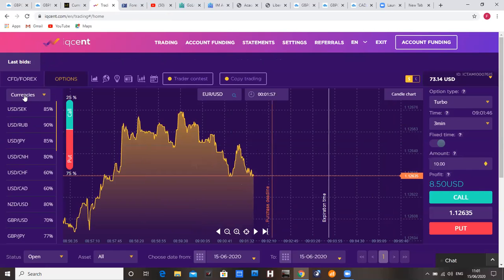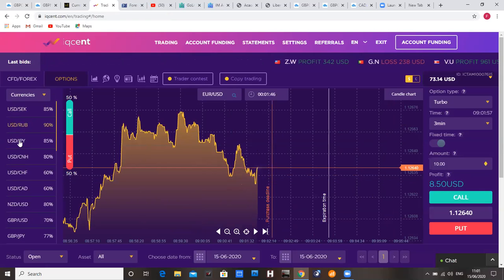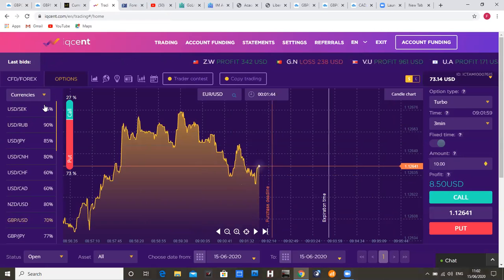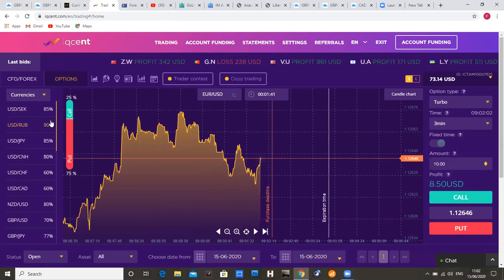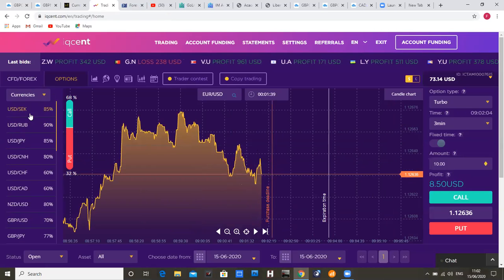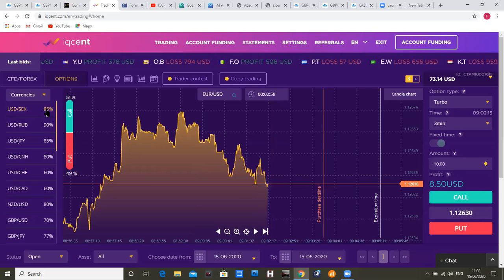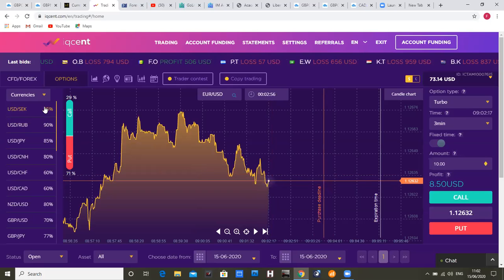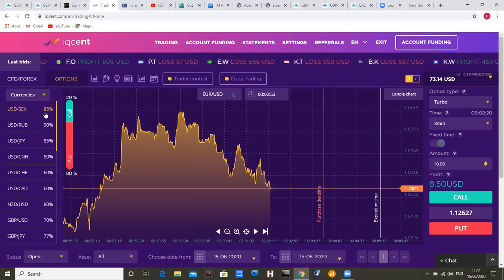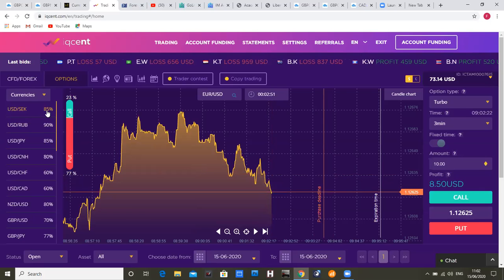You can see at the left hand side of my screen is where you have your currencies, and these currencies range from different currencies. You can see them: USD SEK, USD RUB, USD JPY. There are different currencies here, and each currency has a specific percentage payout. What this payout means is how much you will make if you place a trade on this currency, depending on how much you invest. For instance, if you invest $10, you'll be getting 85% of the $10 you invested if the trade goes in your analyzed direction or your predicted direction.